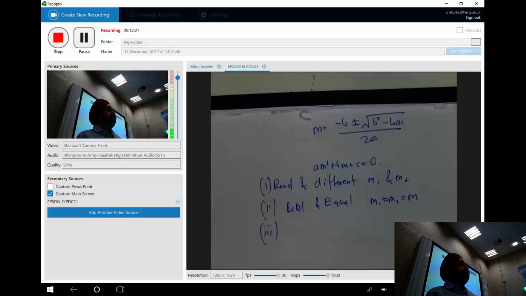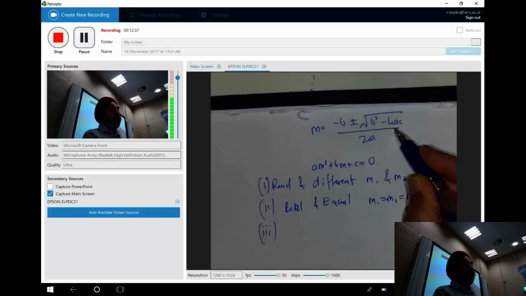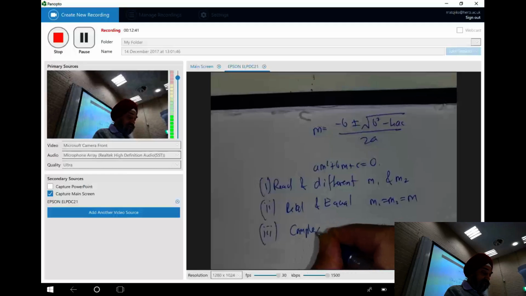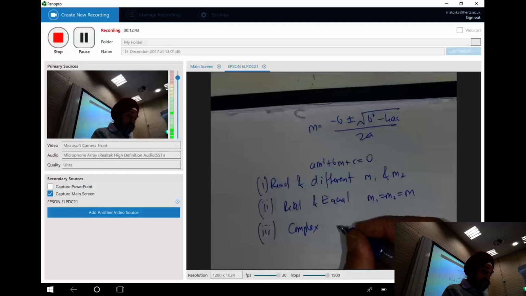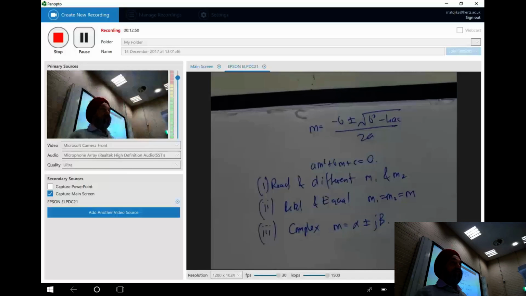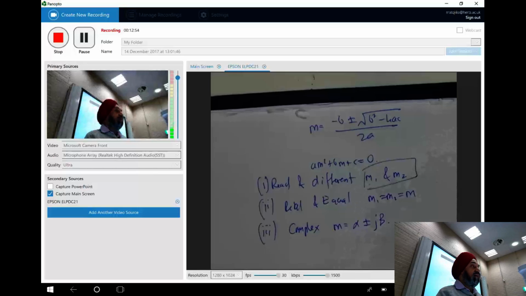Yeah, complex. You could have complex roots, because that bit may be negative. So m is equal to alpha plus or minus j beta. So you've got 2 solutions. Well, when I say 2 solutions, look at this. Let's take that solution there.